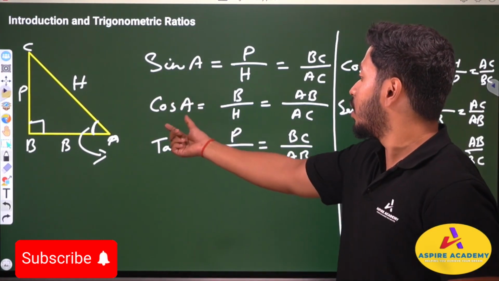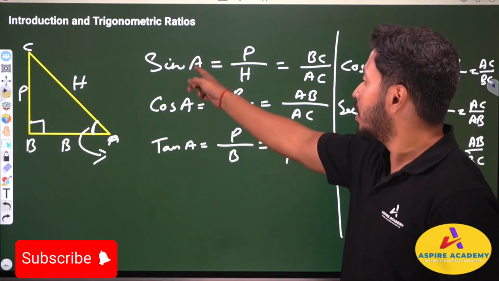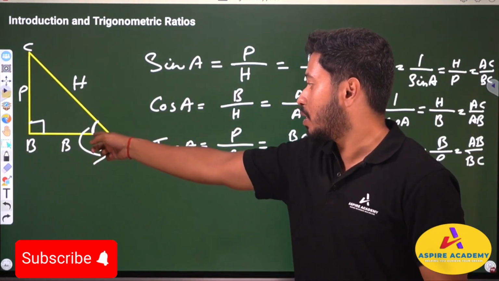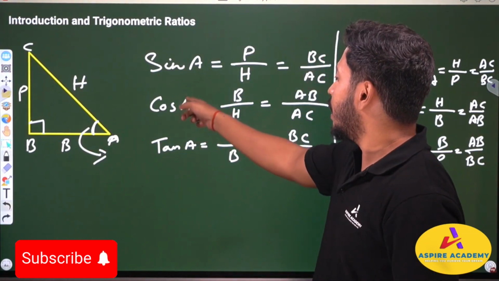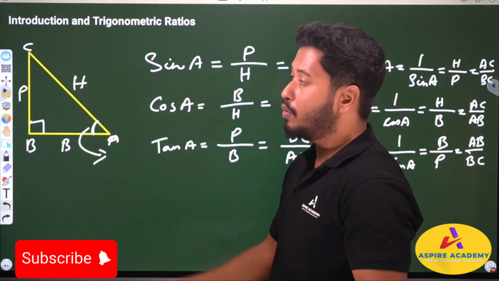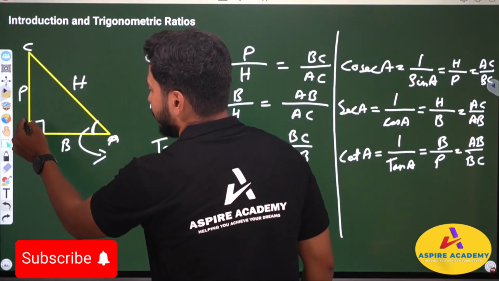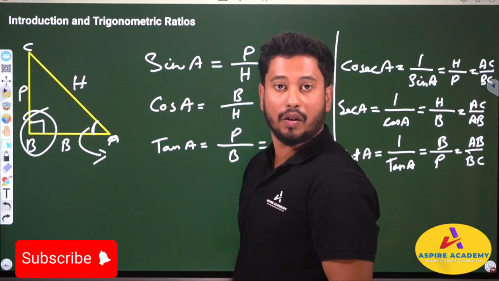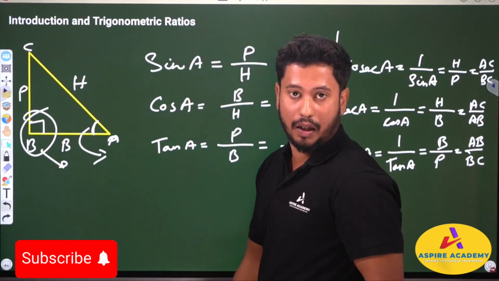Sine, cos, tan, cosec, sec and cot, and the angle is here. We have considered angle A as the trigonometric angle, so we have to write A. If we select angle C as the trigonometric angle, then we have to write C. But one more thing you have to remember: the right angle cannot be the trigonometric angle. Always remember, right angle cannot be the trigonometric angle.